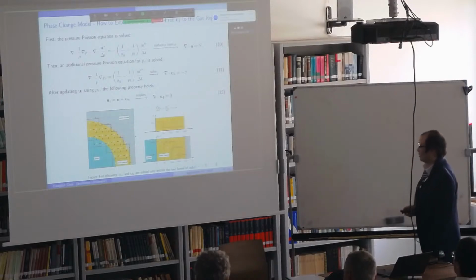Here, in the red region, we have the additional Poisson equation solved, and the arrow lines show the places where the velocity is updated.